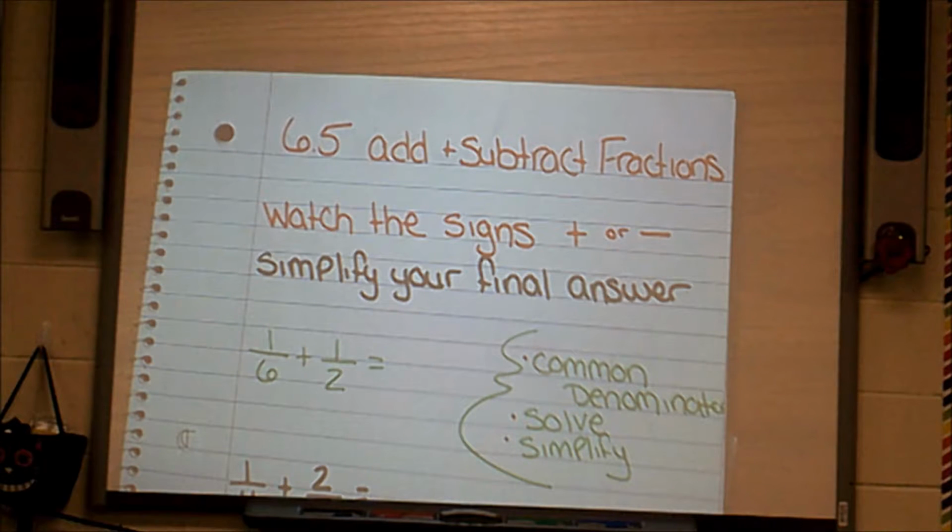So as my notes say, I want you to make sure that you're watching your signs, whether it's addition or subtraction. They're going to be all mixed up, so it's very important for you to take your time and look at those signs. Also today we're going to be working on simplifying our final answer into the simplest, most reduced form. And if that doesn't sound familiar, then we'll talk about that more when we get to a problem that requires it.